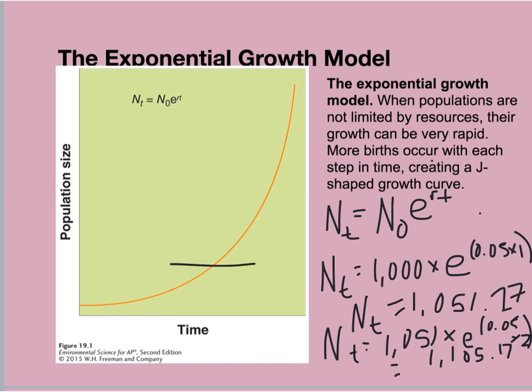With each year, I'm acquiring a certain amount. And as the next year goes by, it is exponentially greater than it was the year before. As I acquire more money, I can accrue more interest. That's what creates this J-shaped curve.